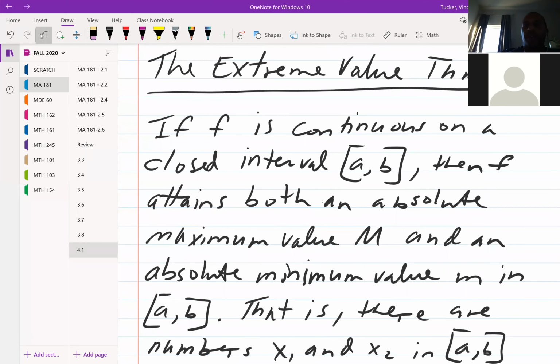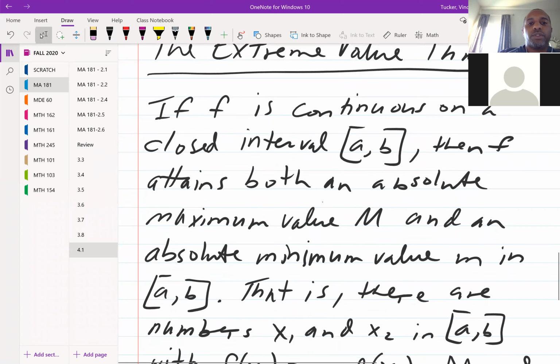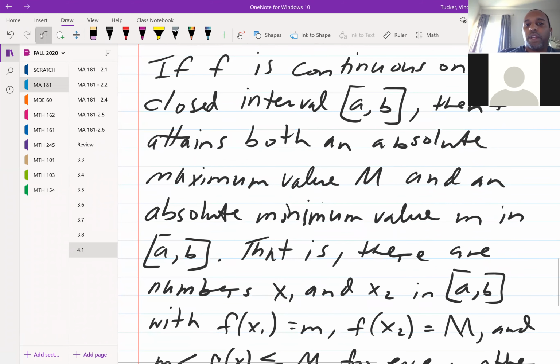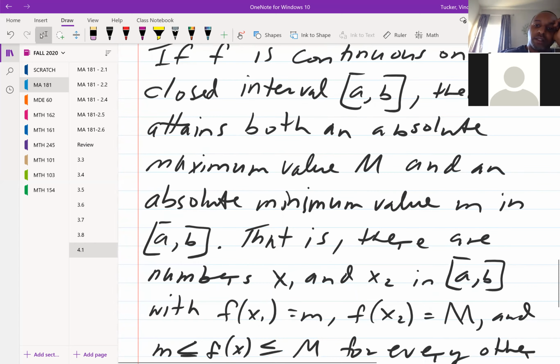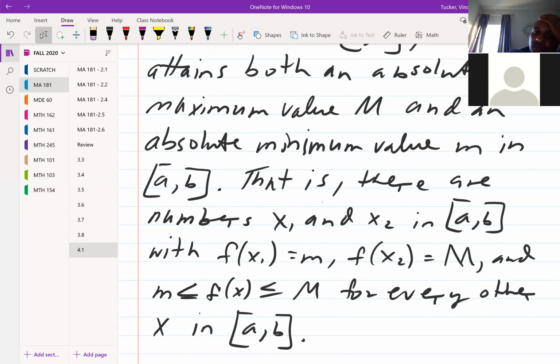All right, so the extreme value theorem. If f is continuous on a closed interval [a, b], notice the interval is closed, using your brackets, then f attains both an absolute maximum value, capital M, and an absolute minimum value, lowercase m, in the closed interval [a, b]. That is, there are numbers x1 and x2 in [a, b] with f(x1) equal to lowercase m and f(x2) equal to capital M.